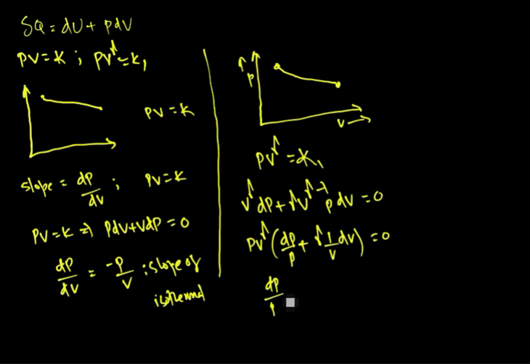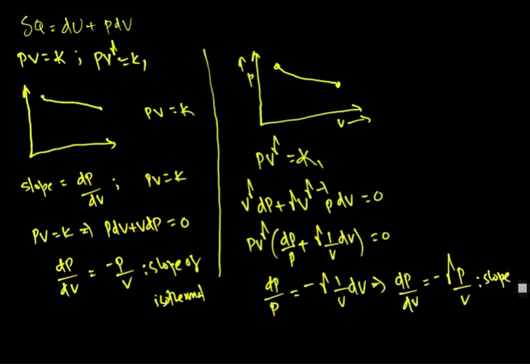dP by P plus gamma into 1 by V dV equal to 0 can be written as dP by dV is equal to minus gamma times P by V. So this dP by dV is the slope of the adiabatic process.